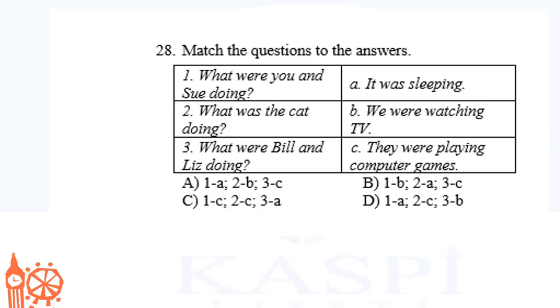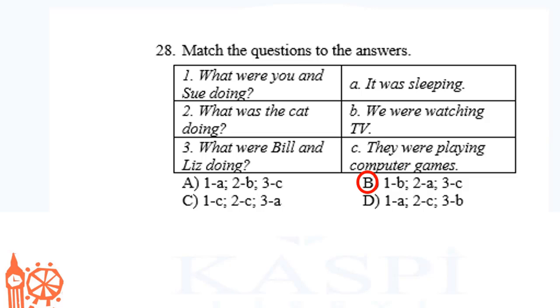In this task, you needed to match the questions to the answers. The correct answer is B. What were you and Sue doing? We were watching TV. Because in the first question, you ask about you and Sue. What was the cat doing? It was sleeping. So you and Sue is we.